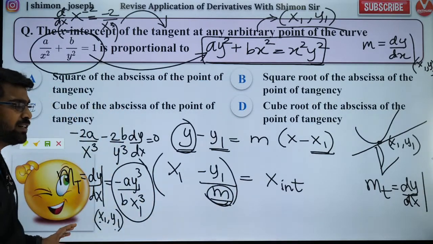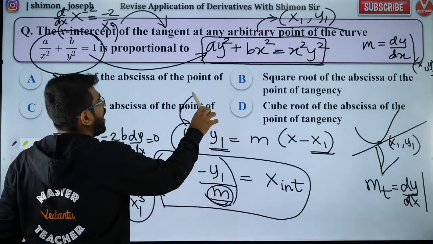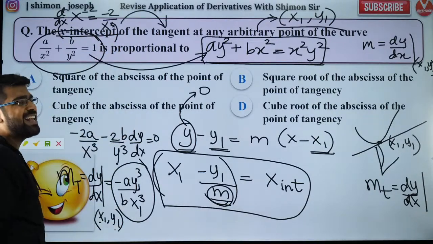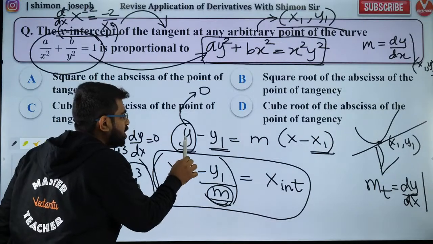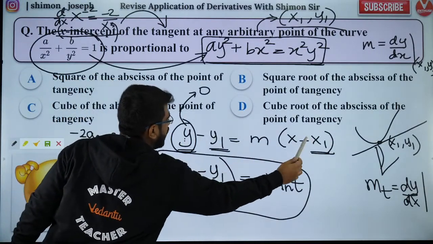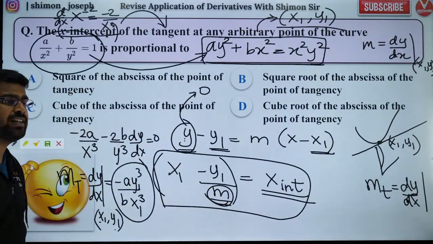Are you all clear with it? And how did I get this expression? This I got by putting y equal to 0, because they asked for the x-intercept, right? If it is the x-intercept, then my y coordinate will be 0. So I put y as 0. I'll get minus y1 by m, and that minus x1 I'll bring it here. That will be my x-intercept. Are you all clear till here?